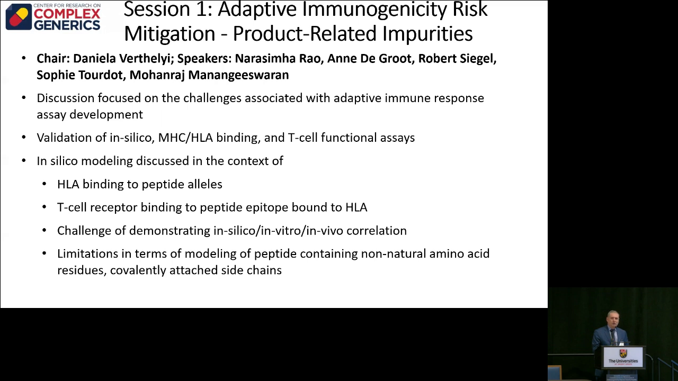Specifically for the in silico modeling, this was discussed in the context of HLA binding to the peptide alleles, and then the T-cell receptor binding to the peptide epitope that's bound to the HLA. The challenge of demonstrating in silico, in vitro, in vivo correlation was also discussed, and then the limitations in terms of modeling of the peptide containing non-natural amino acids or covalently attached side chains was also discussed. And this is an ongoing area of research.